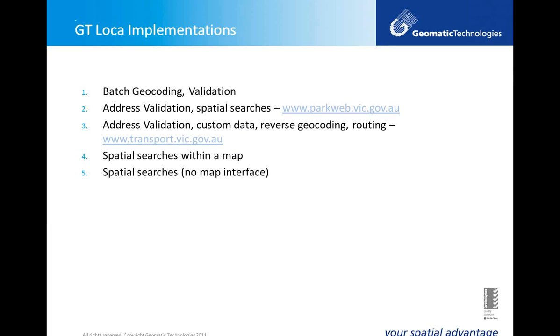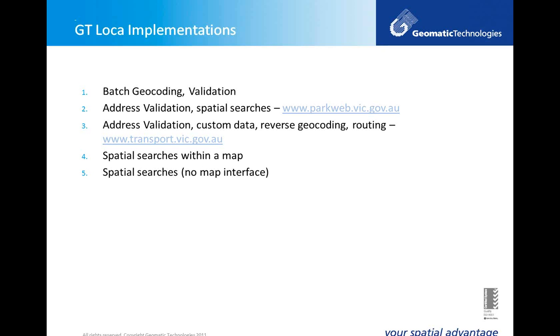We really want to cover batch geocoding. It's a solution that's been in operation for a while, and it processes millions of records for address validation and geocoding. In the second demonstration, I want to cover address validation and some spatial searches as they're being applied to a Parks Victoria website, which has recently gone live. In the third demonstration, I want to cover how the taxi fare estimator is using GT Loca Explore, integrating custom data, reverse geocoding, and actually generating some routes.